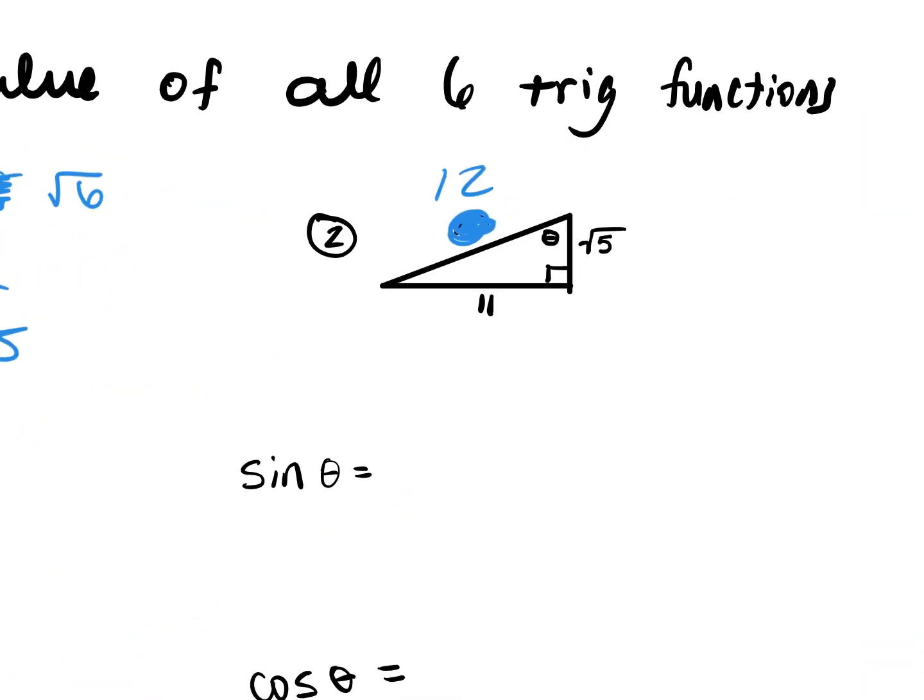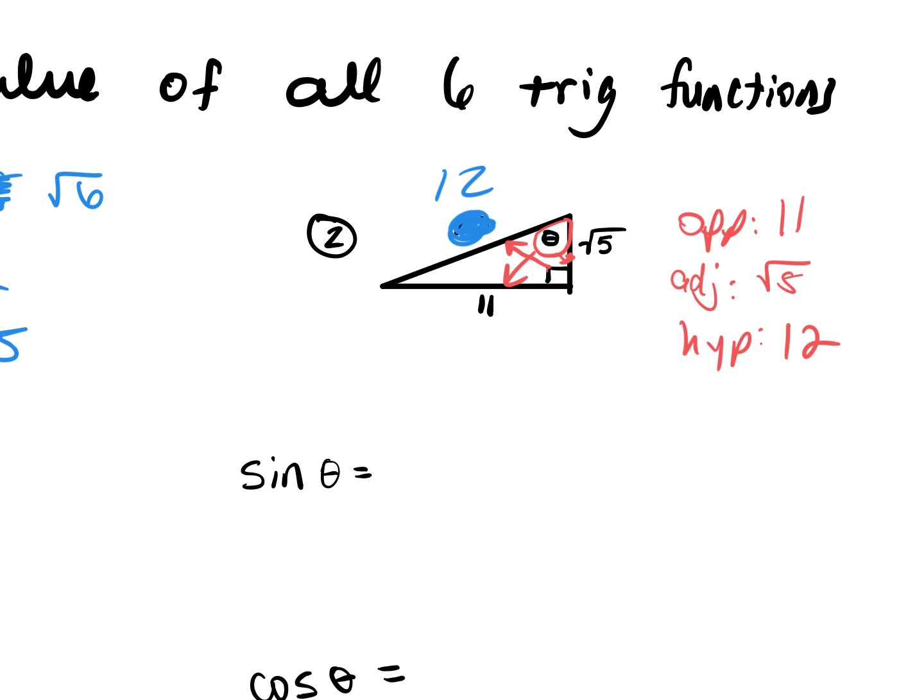So again, look where theta is. In this case, theta is located up here. So in regards to theta, what is the opposite side? What is the adjacent side? And what's the hypotenuse? Remember, the hypotenuse is always the longest side across from the right angle. So if you want to say that one first, what is it? Hypotenuse is 12. All right, so what is 11? Opposite, good. And adjacent is square root of 5. It's right next door.